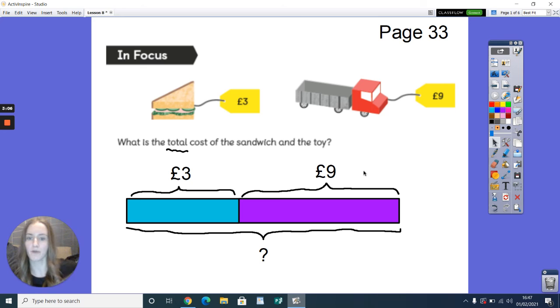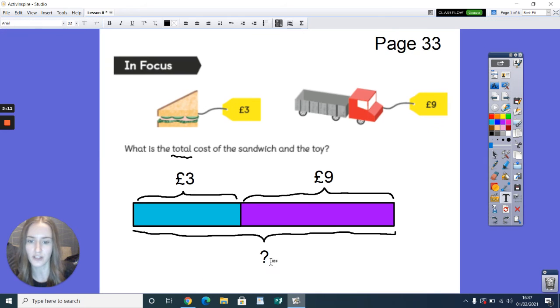Okay, so let's work it out. We've got 9 in our head. Add on 3. It is £12. So if you said that the total cost of the sandwich and the toy is £12, you would be correct. We added 3 and 9. 3 add 9 equals 12. Or we could say 9 add 3 equals 12. Doesn't matter which way we do it, we would always get the same answer.